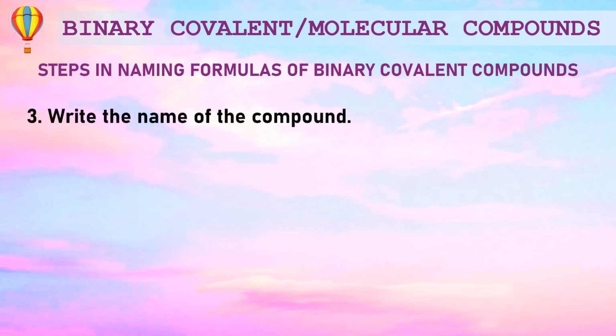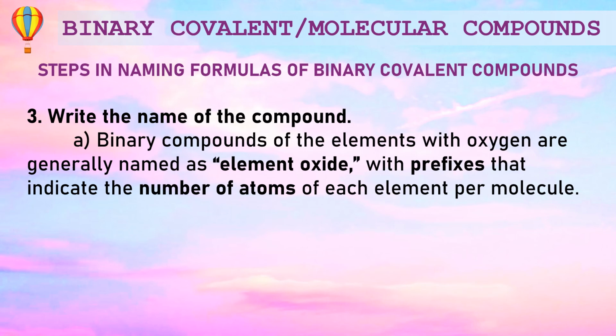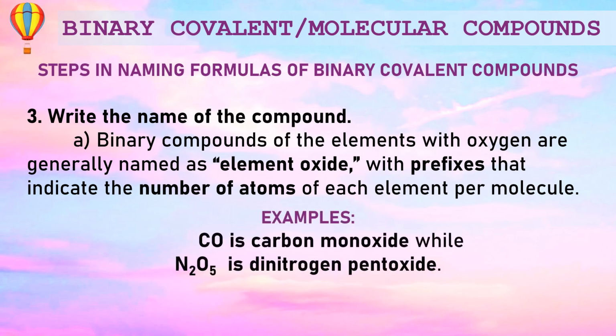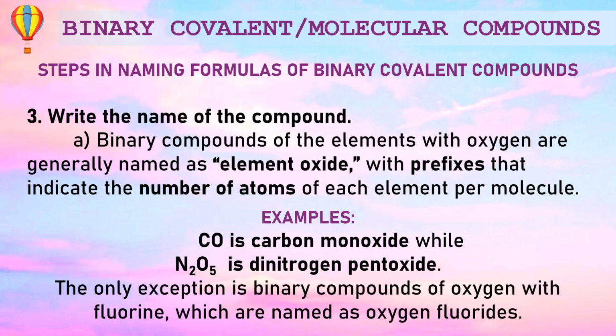Let's continue. Step 3. Write the name of the compound. 3A. Binary compounds of the elements with oxygen are generally named as element oxide, with prefixes that indicate the number of atoms of each element per molecule. Examples are CO is carbon monoxide, while N2O5 is dinitrogen pentoxide. The only exception is binary compounds of oxygen with fluorine, which are named as oxygen fluorides. The reasons for this convention will become clear in later self-learning modules and video lessons.